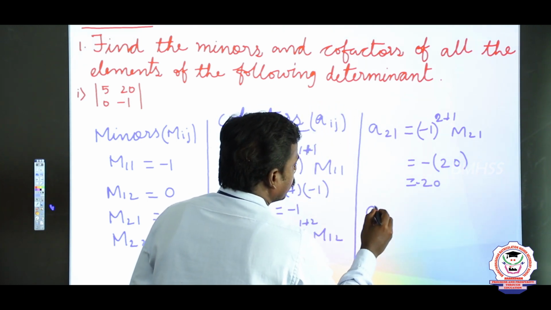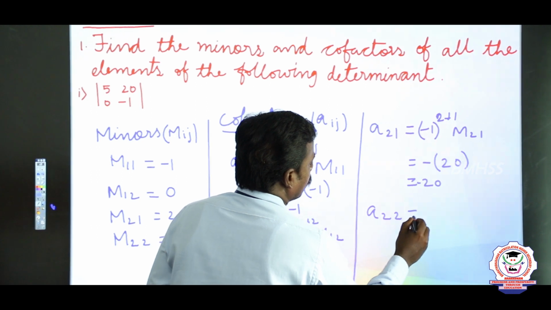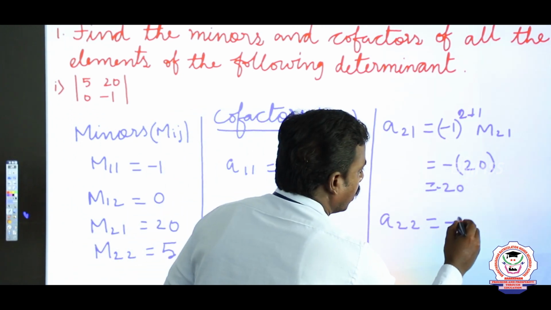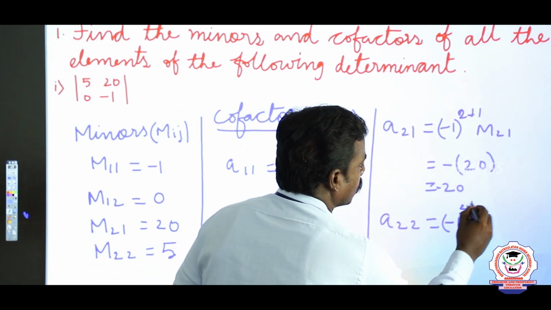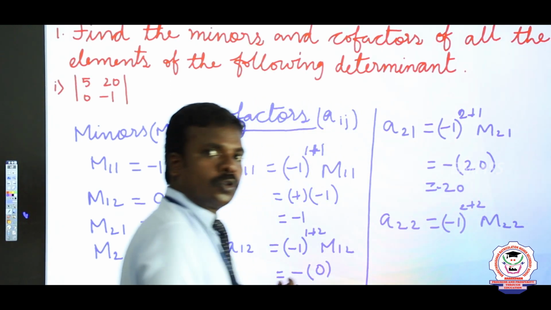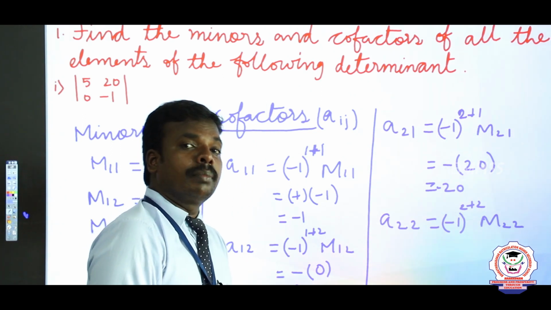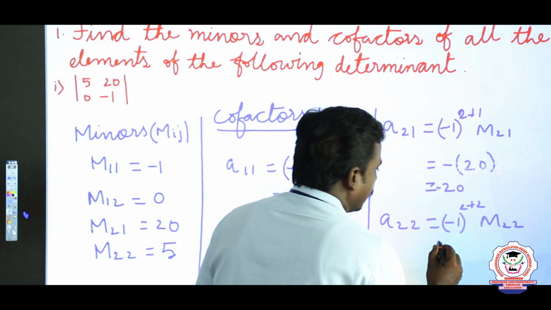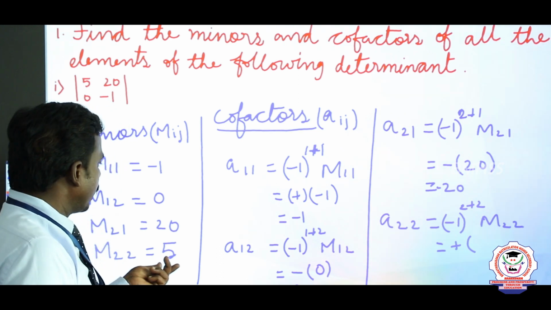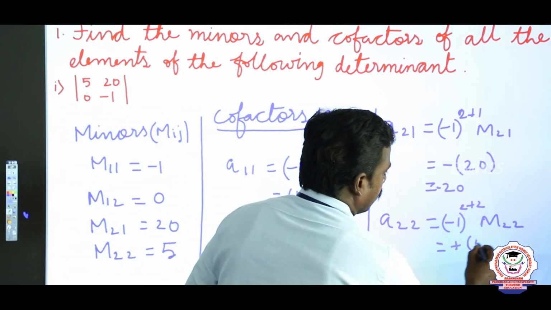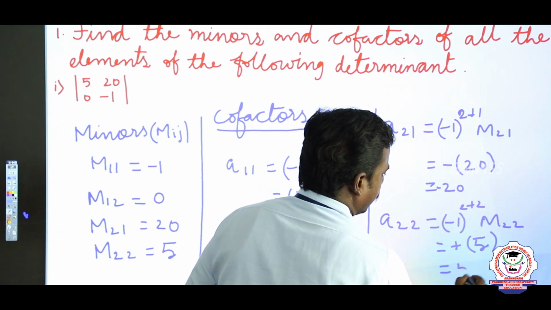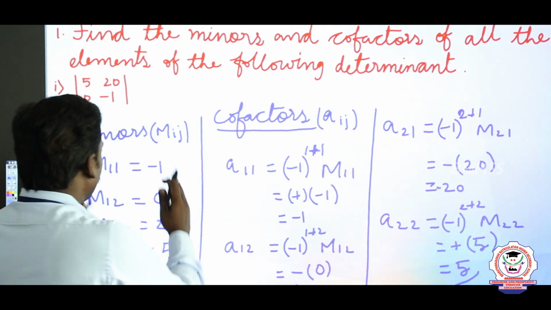Next, A22, this is the final value, the cofactor of the second row, second column. Again minus 1 whole power 2 plus 2 into M22. 2 plus 2 is 4. If it gets an even number in its power, it will change as plus. So plus into M22 value. M22 I have already found, that is 5. So plus 5 is the cofactor of A22. So plus 5.